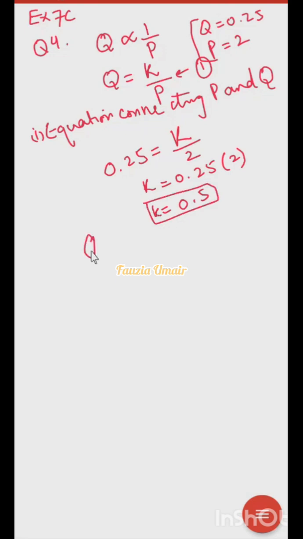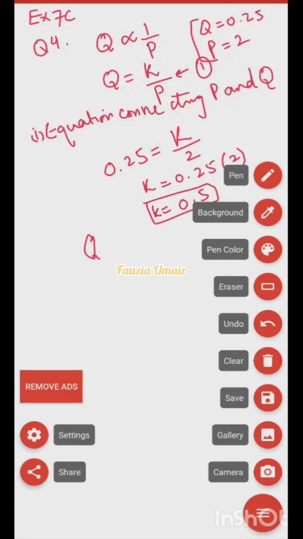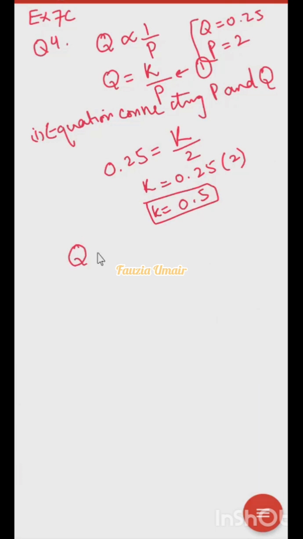So q is equal to k by p, right? So 0.5 by p. Now this is the equation connecting p and q. This equation 2 tells us the relation in p and q. Right? So now let's see the question.